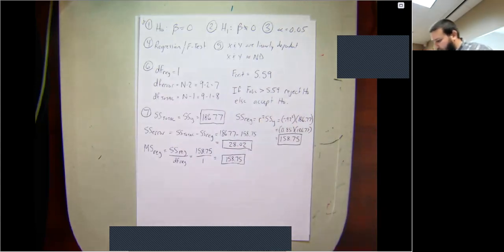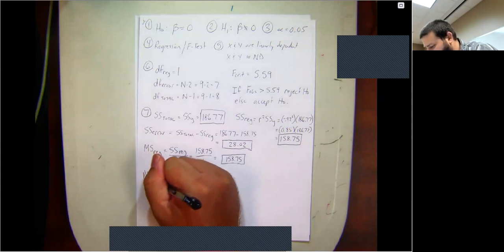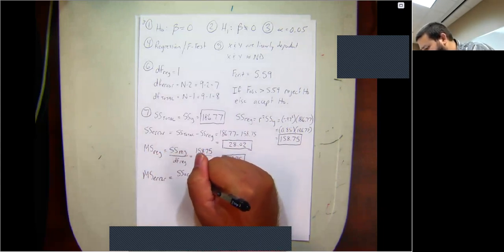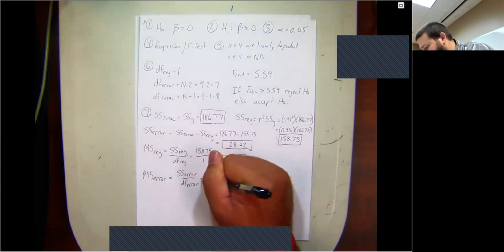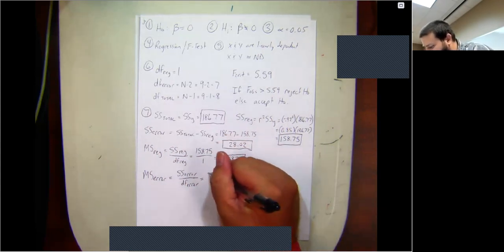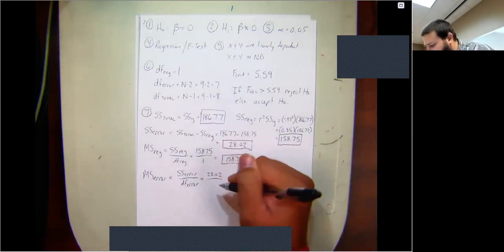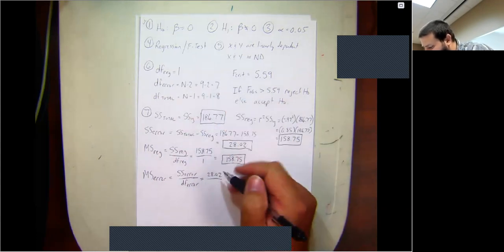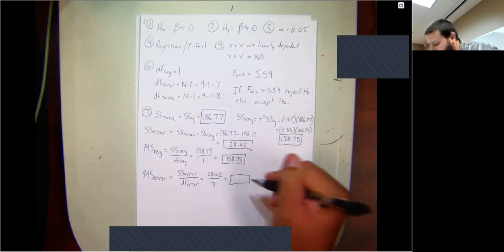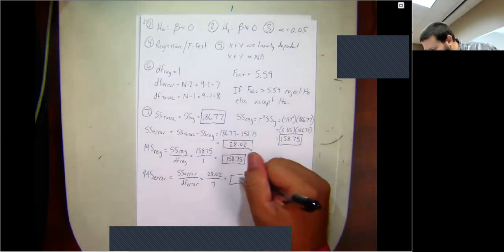Okay, mean square error is sums of squares error over degrees of freedom error. Sums of squares error is 28.02, degrees of freedom error 7. 28.02 divided by 7 gives us a mean square error of 4.